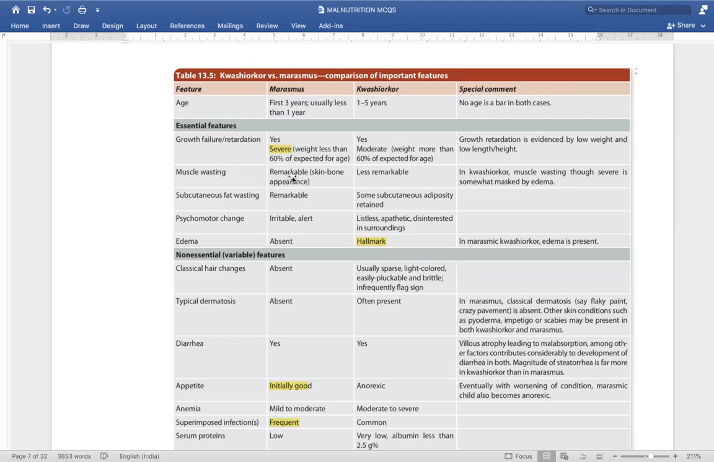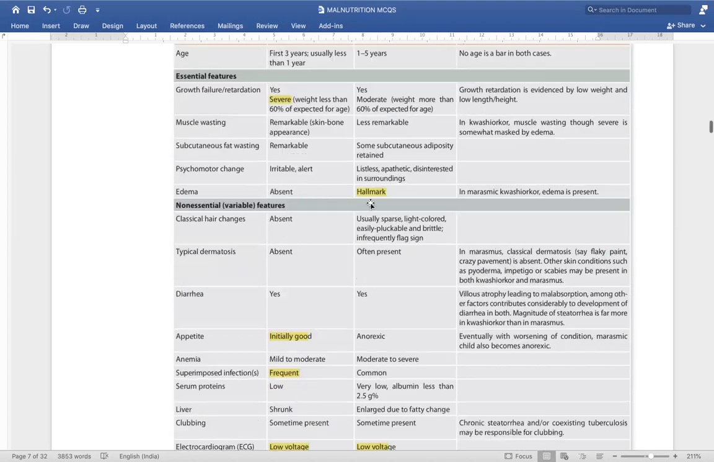Okay. And muscle wasting is remarkable in marasmus. Marasmus for muscle wasting. And subcutaneous fat loss is remarkable. The fat and muscle wasting is definitely marasmus. And psychomotor changes, like very apathetic, disinterested in surroundings and listless child, is your kwashiorkor child. And psychomotorly, if the baby is very alert, awake, and has a voracious appetite, it is marasmus. So a marasmus child will have muscle wasting, fat wasting, good appetite, and no edema.